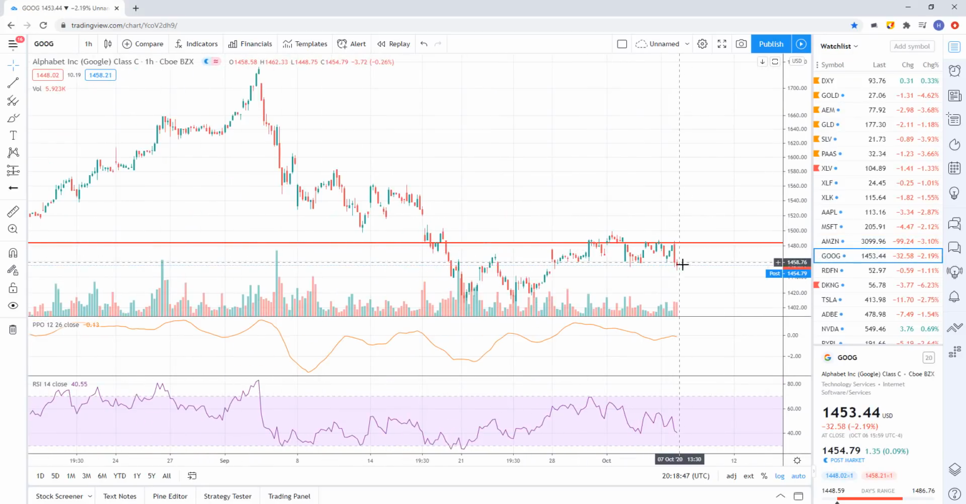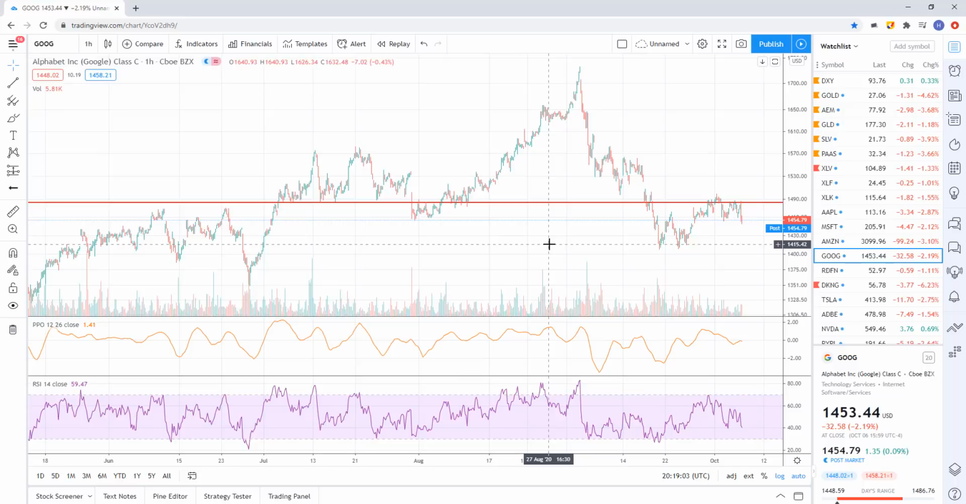Google closed below support as well. So two of the FANGs are below support, except for Facebook. I don't cover Facebook very often. It just doesn't have the weighting and really matter too much. So bearish on some of these FANGs and at support on others.